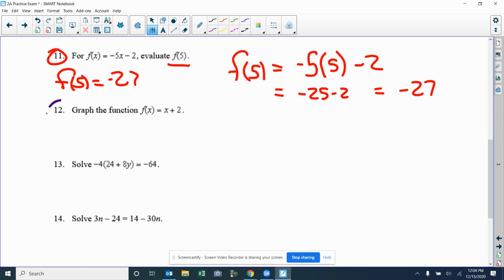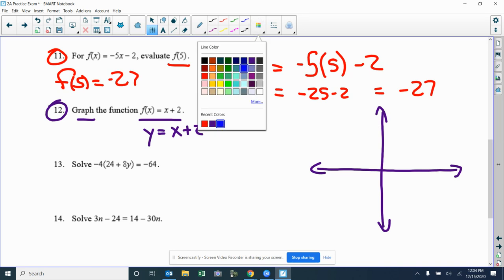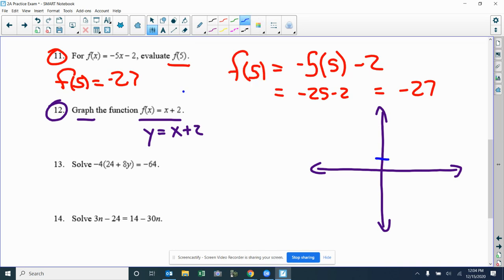Number 12, graph. Okay, it is y equals x plus 2. So that is a graph of a line. So plus 2 is the intercept, +1 is the slope, up 1, over 1. And that's basically all you have to do. Up 1, over 1 for your slope. And that is number 12, graphing that function.